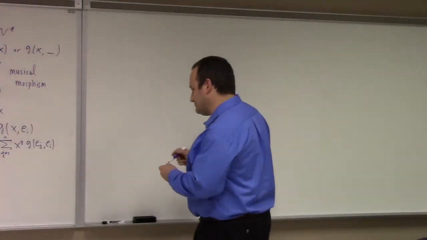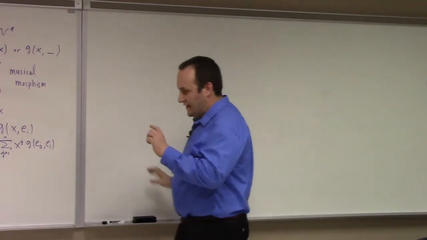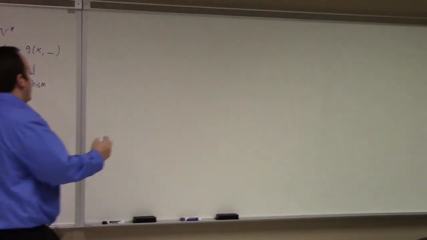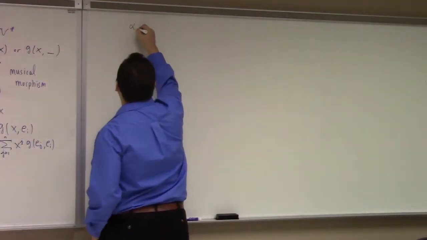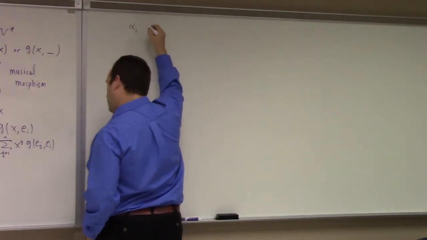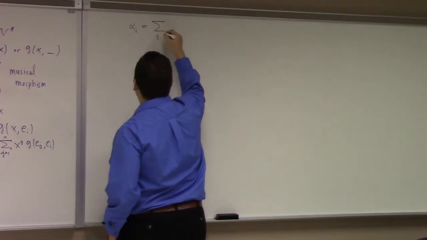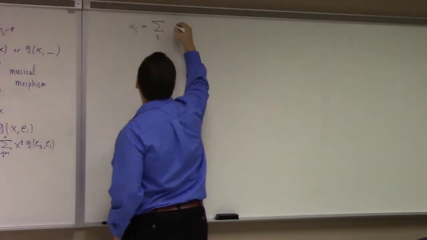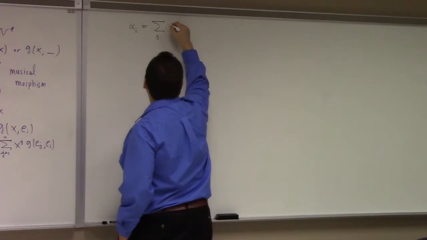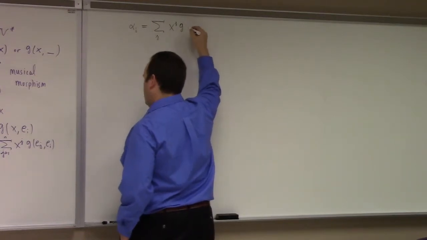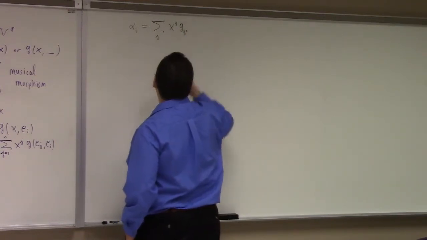So then, let me just clean that up a bit. So we could say alpha sub I is equal to what? Continuing the discussion, alpha sub I is equal to a sum over j of x upper j, g lower j I.